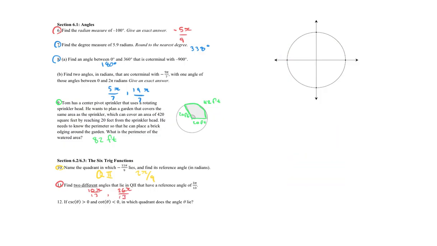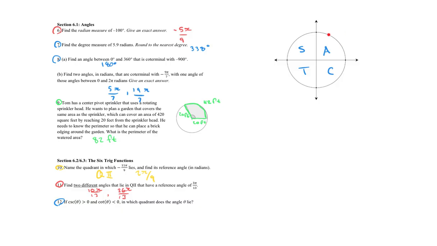And we're done. Okay, number 12. If cosecant is greater than 0 and cotangent is less than 0, in what quadrant will the angle theta lie? So what we need to remember is "All Students Take Calculus." And this is just a way to remember the signs of everything.